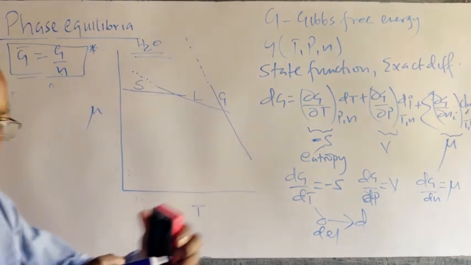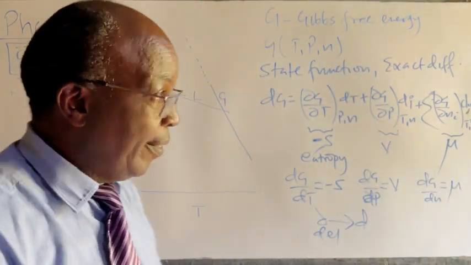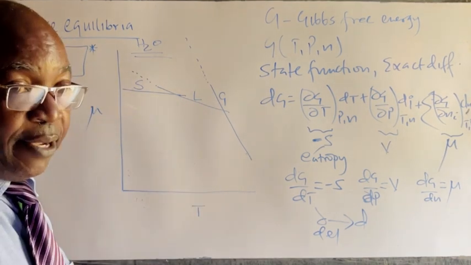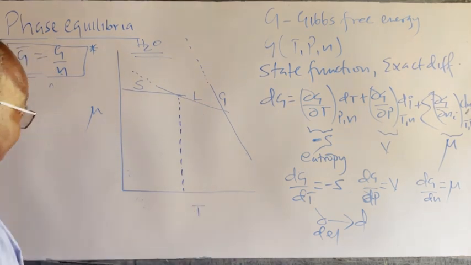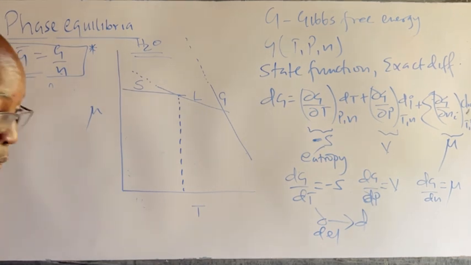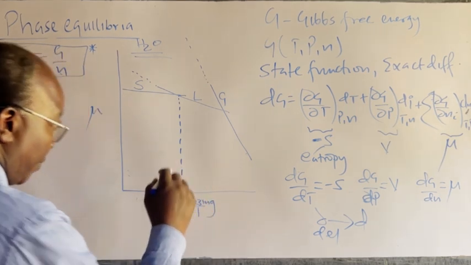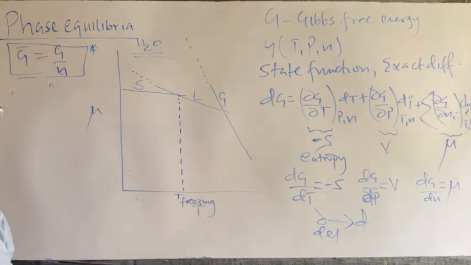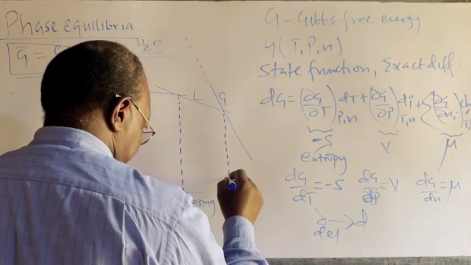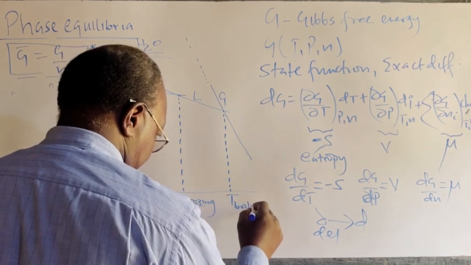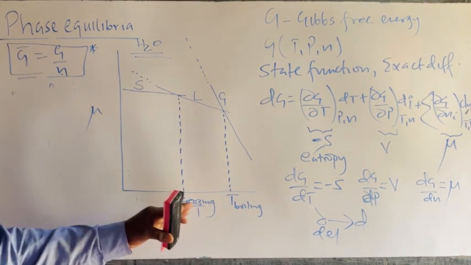Now, the point at which the two chemical potentials of those phases are equal means that those two phases are coexisting in equilibrium. So at this particular point, solid and liquid coexist in equilibrium. And this corresponds to the freezing point. And where we have the liquid and gas coexisting together in equilibrium, that corresponds to the boiling temperature, or the temperature at which the liquid vaporizes. The other is the temperature at which it freezes.